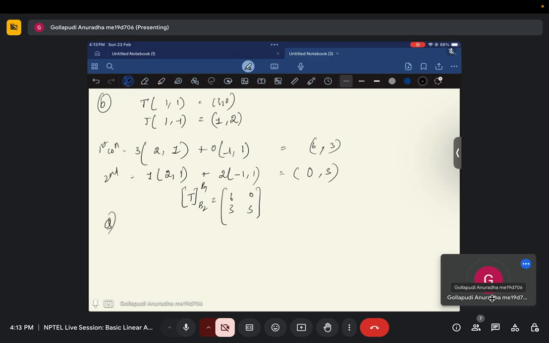Okay, another question. If you have transformations as, so these are the transformations you have.